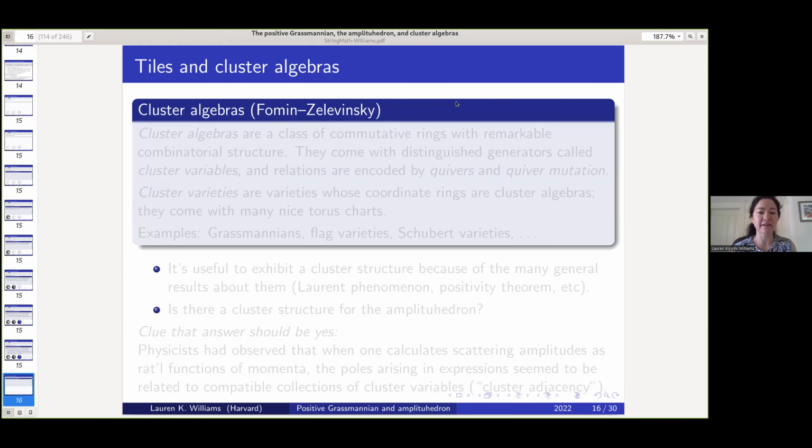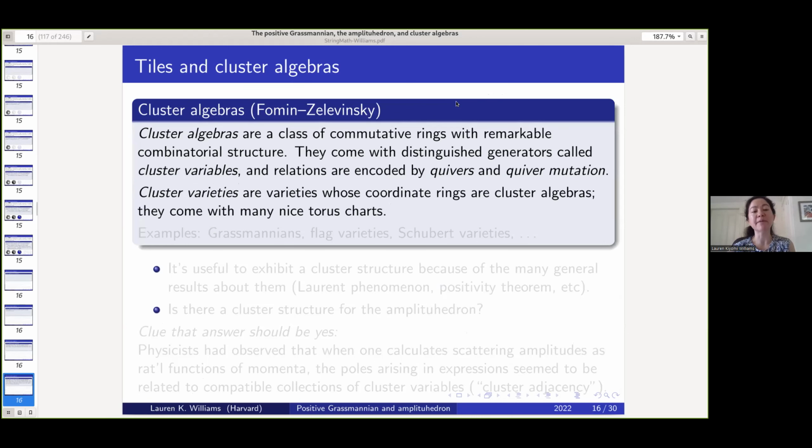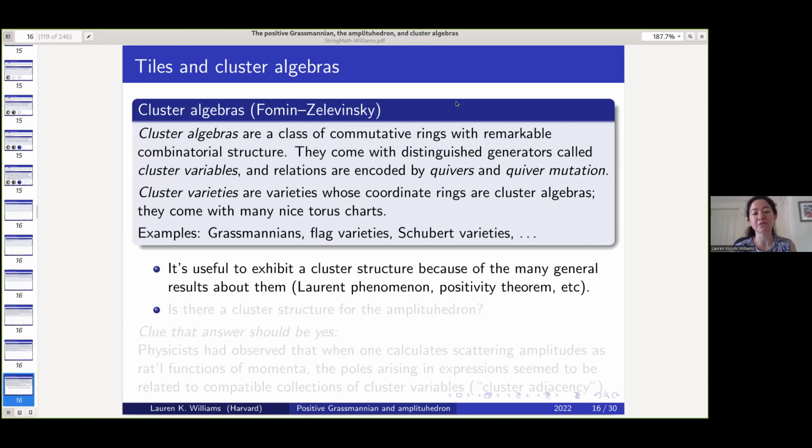So now I'll say a little bit about cluster algebras. Probably people have some familiarity, but they're a class of commutative rings with some remarkable combinatorial structure. There's a geometric analog of them called cluster varieties. These are varieties whose coordinate rings are cluster algebras. They come with many nice cluster charts. And it's useful to find cluster structures because of the many general results about them.